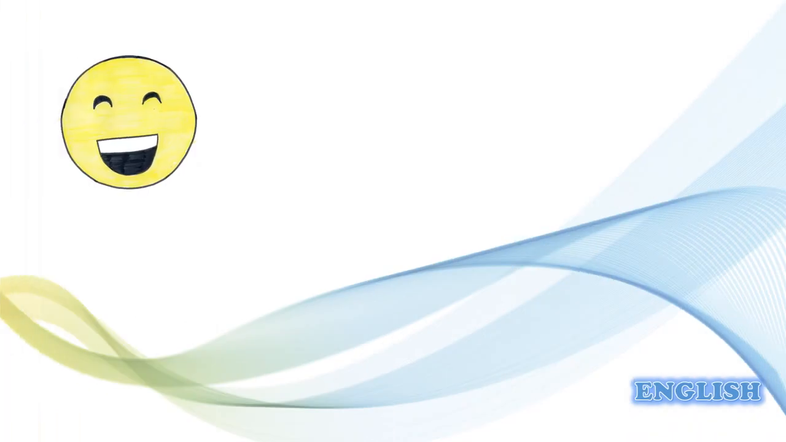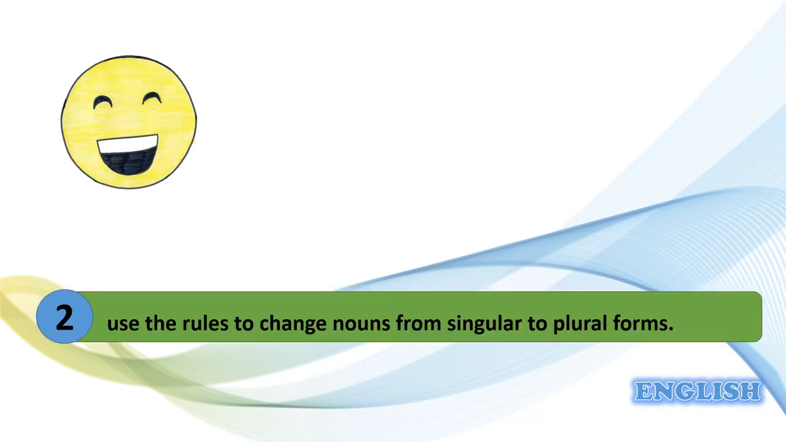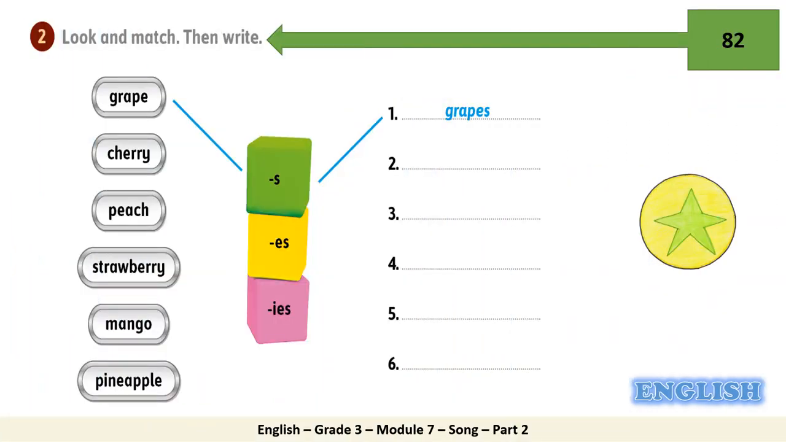We will move to the second objective, and that is to use the rules to change nouns from singular to plural forms. Let's go. And now it's time to check if you learned the spelling rules. Open your workbook, please, to page 82. Have a look at activity 2. We will look and match, then write. The first one is done for you as an example.